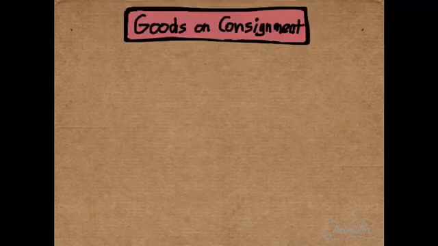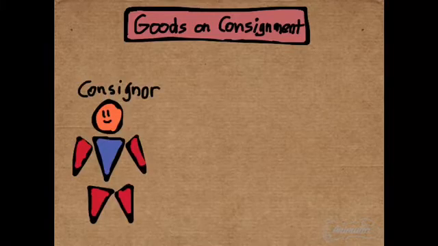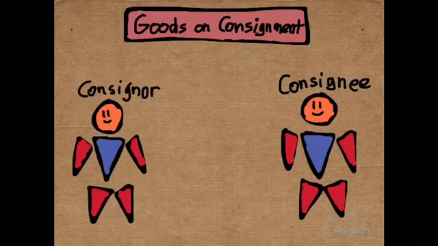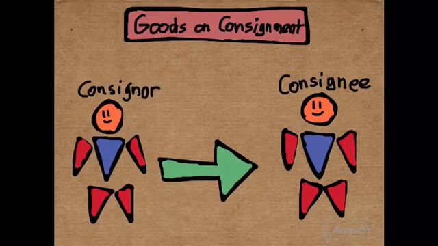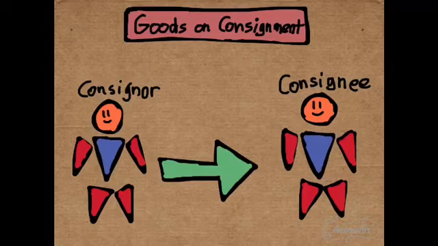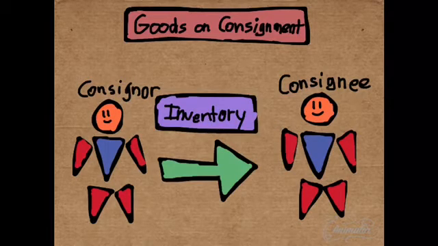When we're talking about goods on consignment, we have two parties right here. We have the consignor and the consignee. What would happen is that the consignor would transfer his inventory to the consignee so that the latter may sell it to a third party. But remember that the consignor still retains the ownership of this one, so he would benefit if the inventory is sold to a third party.